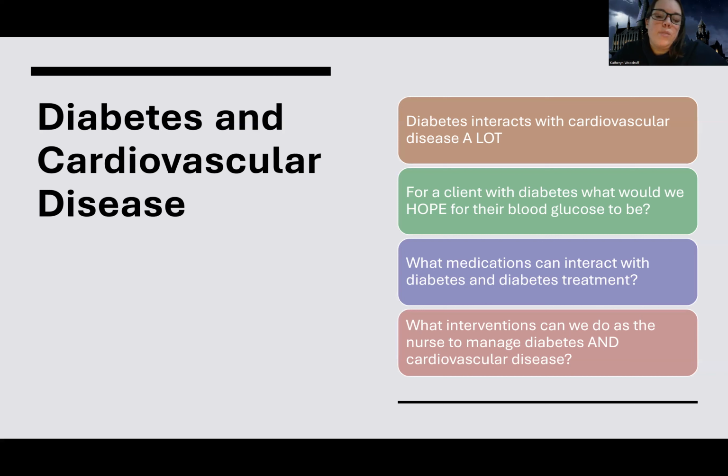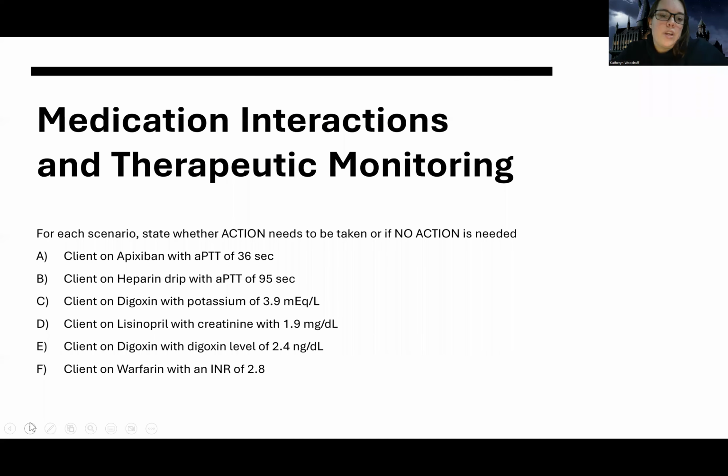So yes, the biggest thing we can do is make sure they keep up with their treatments, stay compliant with their diabetes medication, to help with their cardiovascular disease as well, just to get you started.